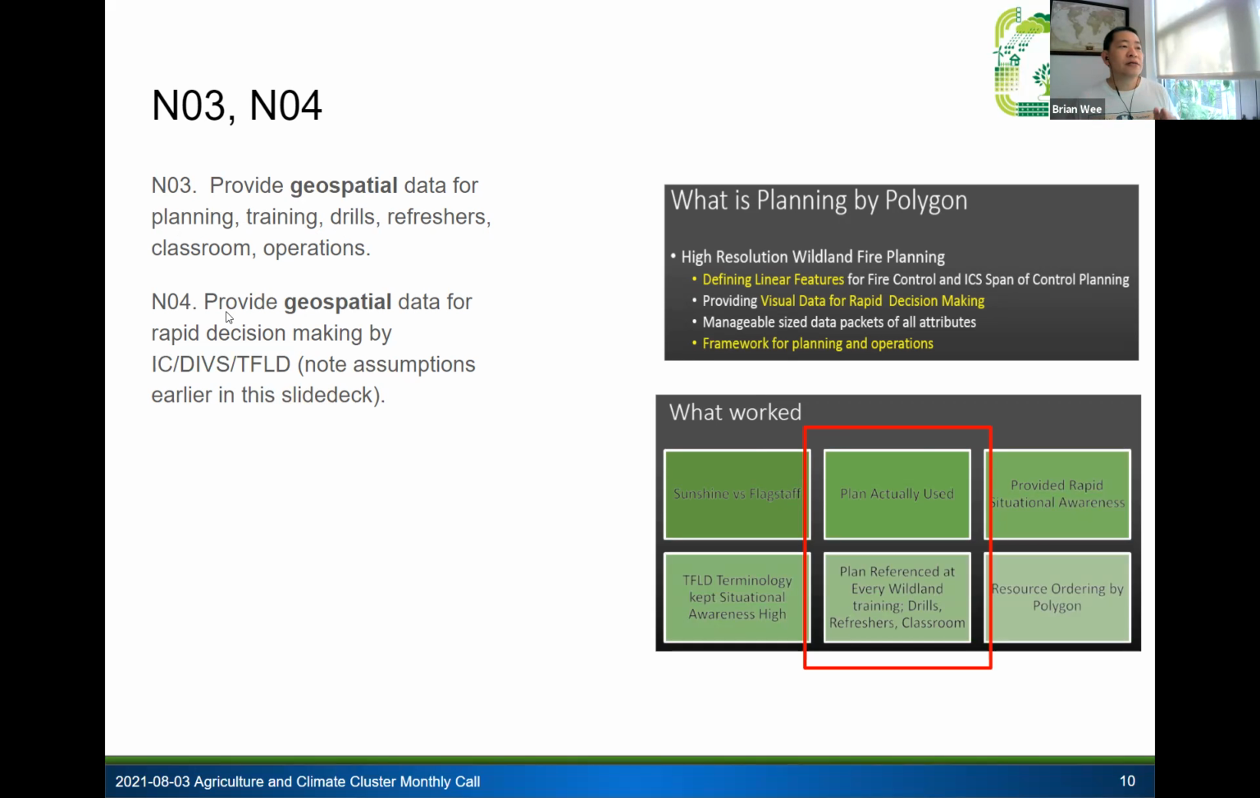And need number 4 is provide geospatial data for rapid decision making. This is a need that, if you look on my right hand side, Dave explicitly mentioned: provide visual data for rapid decision making. By this I interpret that this is more of an operational need. So I don't know if I should have separated it out into a separate need, but I've just done it. This was just done this morning, so excuse me if there are some duplicates here.